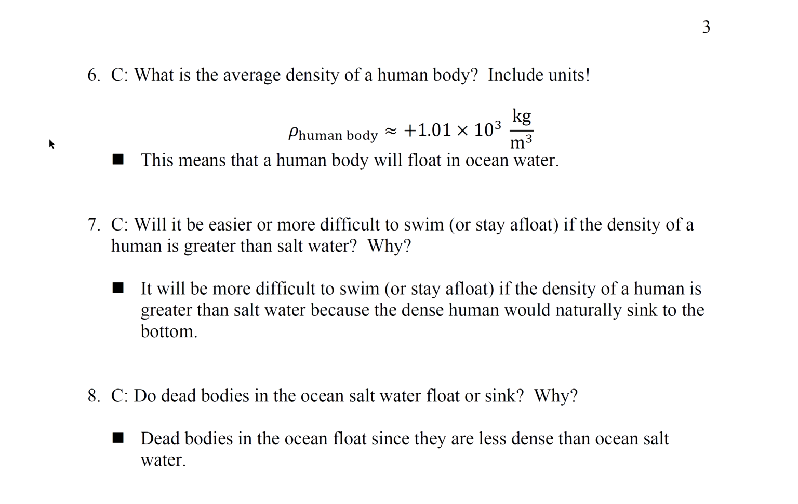Question 6. What is the average density of a human body? Include units. It's about 1.01 times 10 to the 3 kilograms per meters cubed. So what does that mean? That means the human body will float in ocean water because the density of a human body is less than that of ocean water.